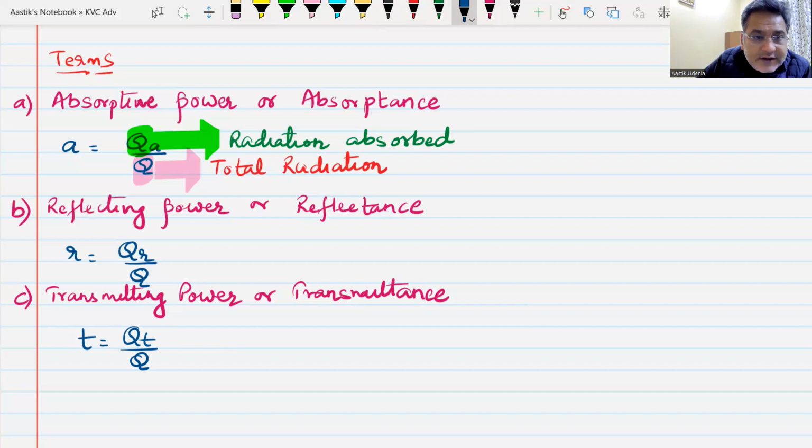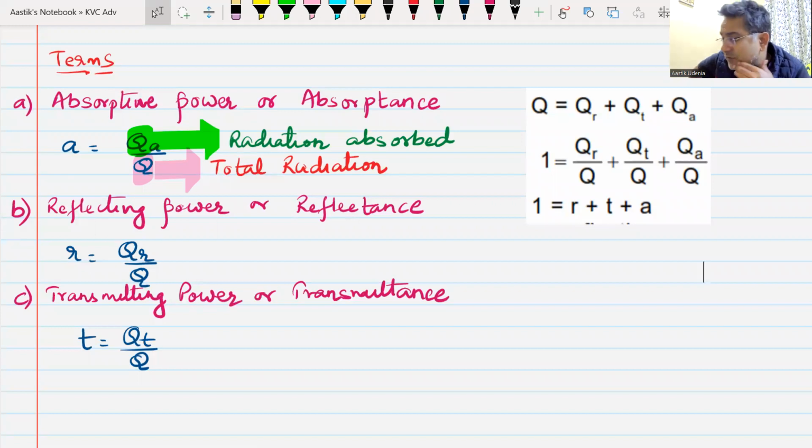If I write this together, which I'm going to do on the right hand side, please give me time to explain, then you can write it. The total amount of heat which is falling on a body will be the sum of Q_R, Q_T and Q_A. Yes or no? Yes, sir. So r plus t plus a would be equal to 1. Yes or no? Yes, sir.